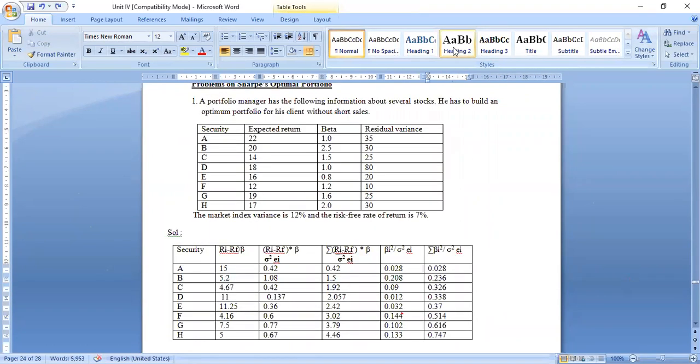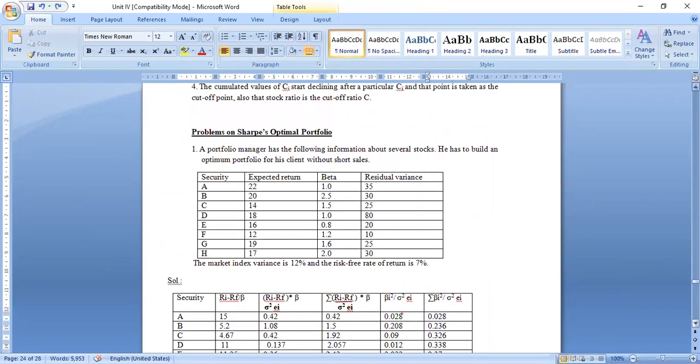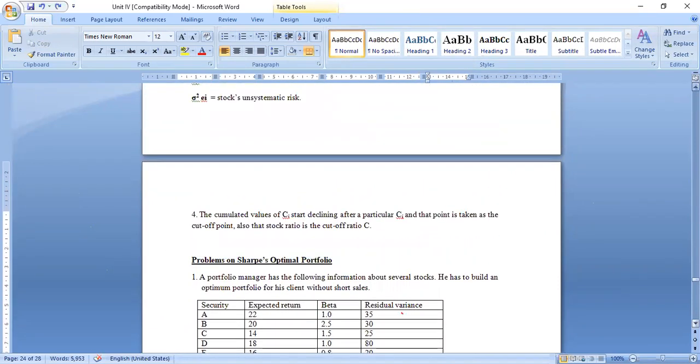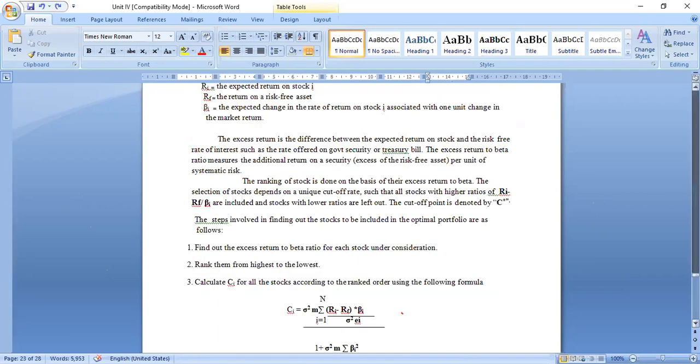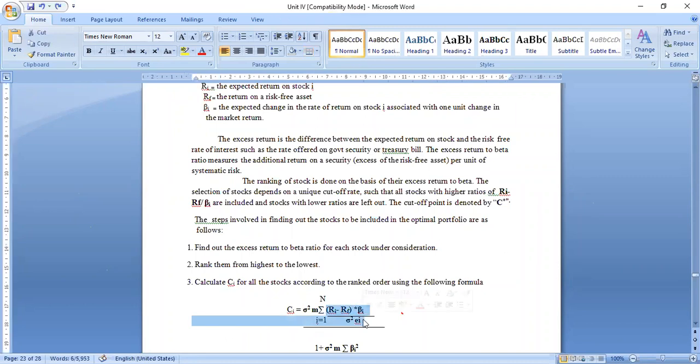Ma'am, that F1, (Ri minus Rf) divided by the residual value, you have given the formula as Ri minus Rf divided by the residual variance, and then that only divided by sigma square ei. Here you have given multiply, and down you have given divided by, in the previous document.